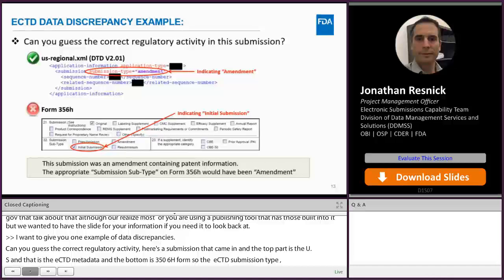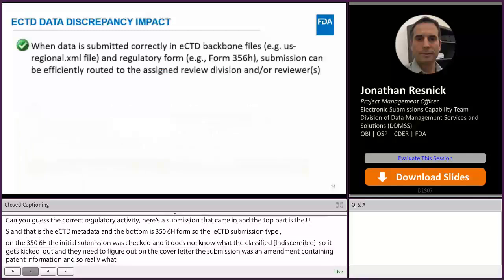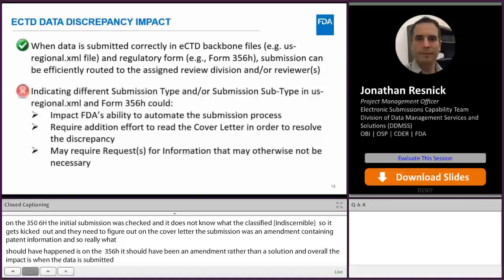And so really what should have happened here is on the 356H form, the submission subtype should have been amendment rather than initial submission. So overall, the impact here is when the data is submitted correctly in the backbone file on the 356H form, then we can route that submission quickly and efficiently to the correct reviewer. If it's not, it impacts what we've put in place to automate this. It takes more time, requires looking at the cover letter to resolve it, and may require reaching out to you.